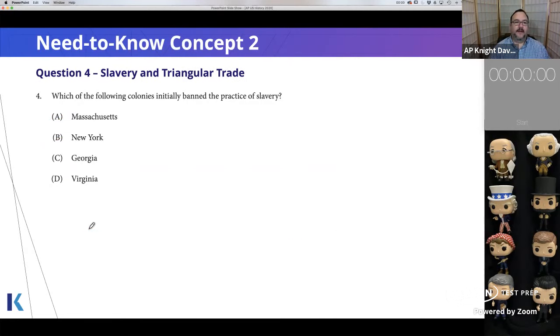All right, number 4. Let's look at number 4 together. I want you to think about something when we look at this. Which of the following colonies initially banned the practice of slavery? Well, pay attention to the wording. I don't want to give it away, but just pay attention to the wording as you're answering it. We'll give you another minute and put your answer into our chat and let us know what you think it is.